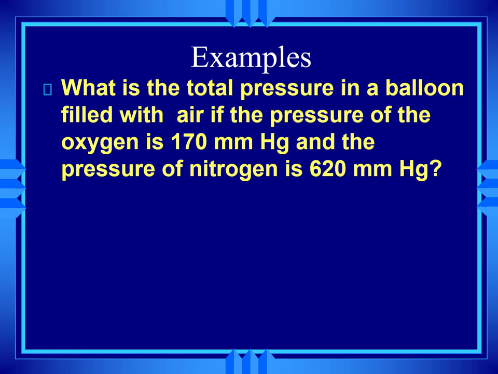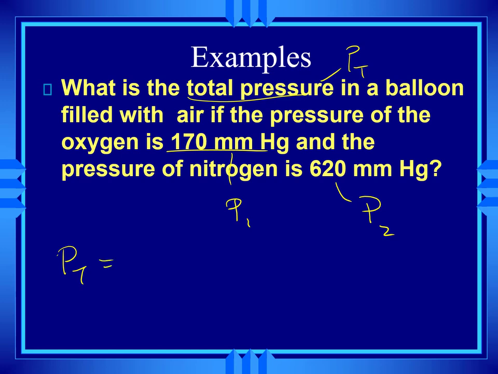Okay, what is the total pressure in a balloon if the pressure of the oxygen is 170 millimeters of mercury and the pressure of nitrogen is 620 millimeters of mercury? No work, no credit. Okay, so they gave me a pressure. They gave me another pressure. They gave me no other information. And they asked for a total pressure. Anybody know an equation that has those pieces in it?